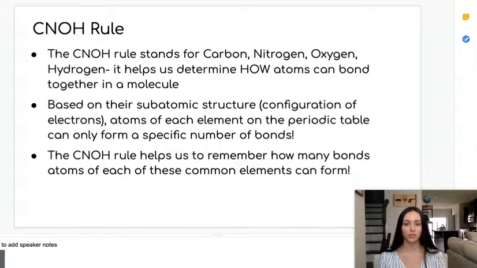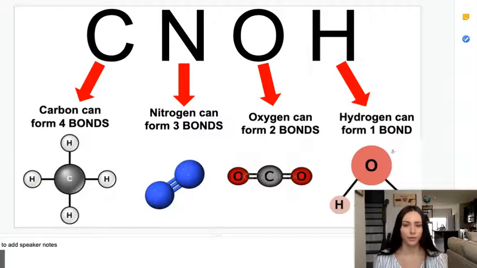Based on the subatomic structure, which is the configuration of electrons, which you'll learn about in high school, atoms of each element on the periodic table can only form a specific number of bonds. The CNOH rule is simply an easy way to help us remember how many bonds each of these types of elements is able to form. CNOH goes in order from 4, 3, 2 to 1.